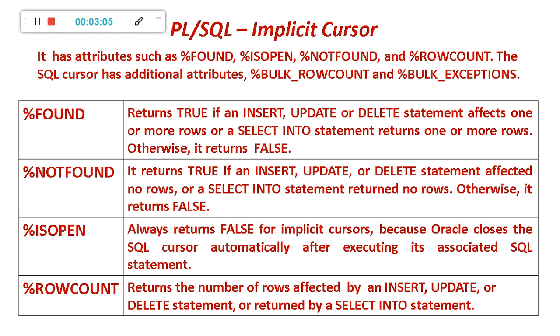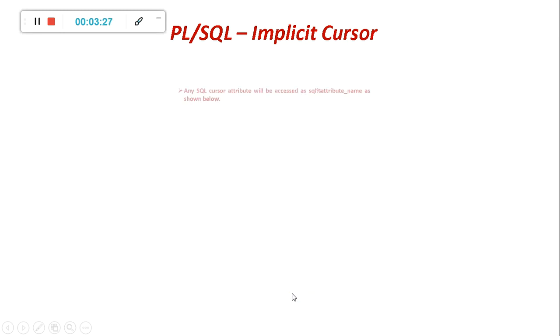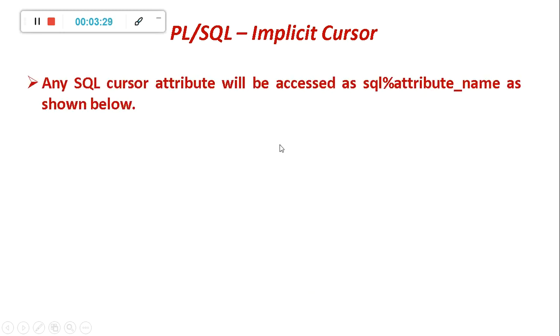%ISOPEN always returns false for an implicit cursor, because Oracle closes the SQL cursor automatically after executing its associated SQL statement. %ROWCOUNT returns the number of rows affected by the DML statement. Any SQL cursor attribute is accessed as SQL%attribute_name. So for example, SQL%NOTFOUND, %ISOPEN, %FOUND, etc.